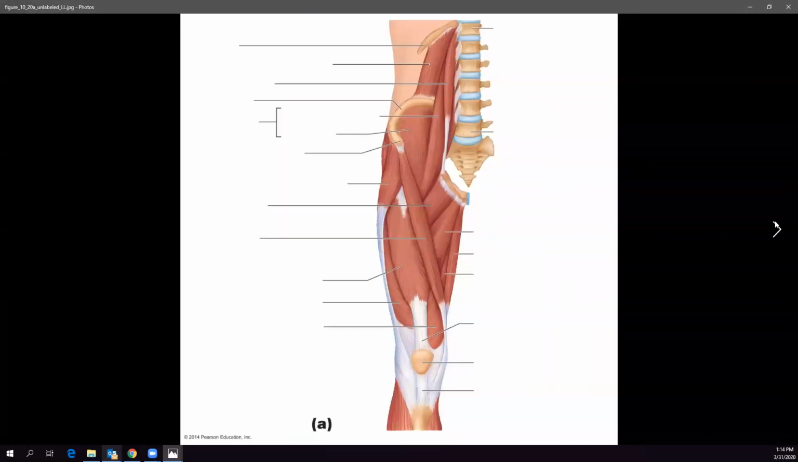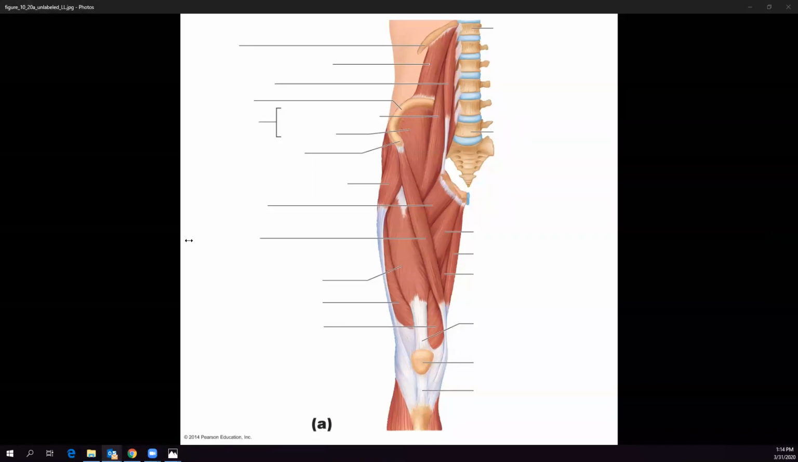All right, so now we're going to go to the sartorius. So the sartorius is this long muscle right here in your leg, and it's the longest muscle in your leg. Oops, let's pin the right one, label the right one. And it's the one that allows you to sit cross-legged. Okay, so this diagonal muscle right here is the sartorius.